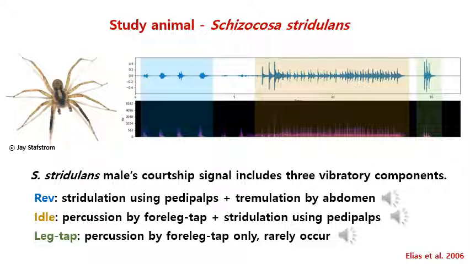Our study species, Schizocosa stridulans, males produce multimodal courtship signals like many other species in the genus. Schizocosa stridulans males produce three vibratory signal components: revs, idles, and lag taps. Rev is produced by stridulation using pedipalps and tremulation by the abdomen. And this is the rev sound.